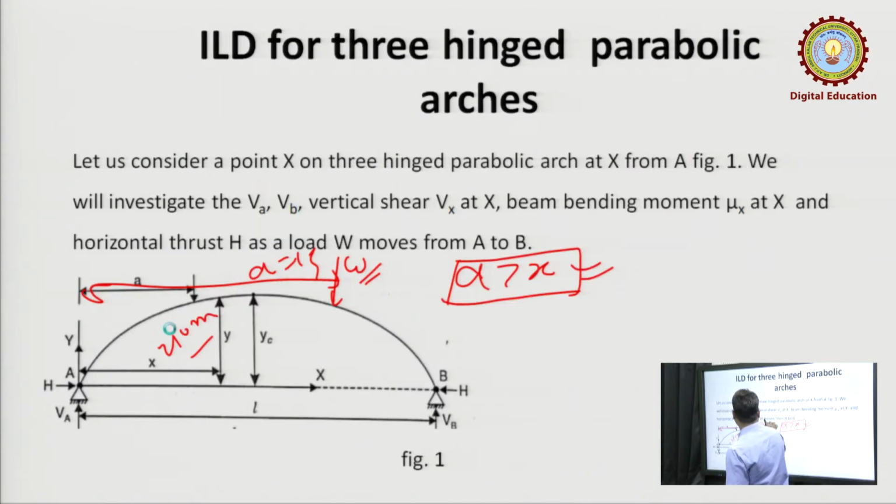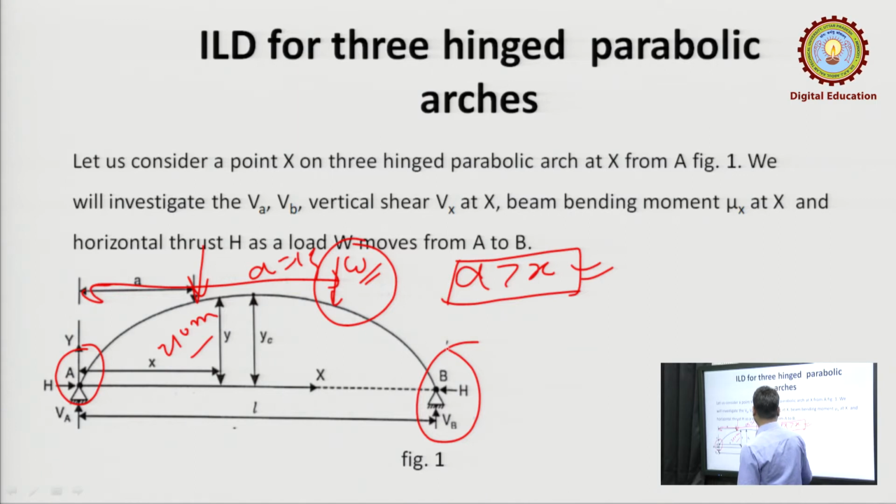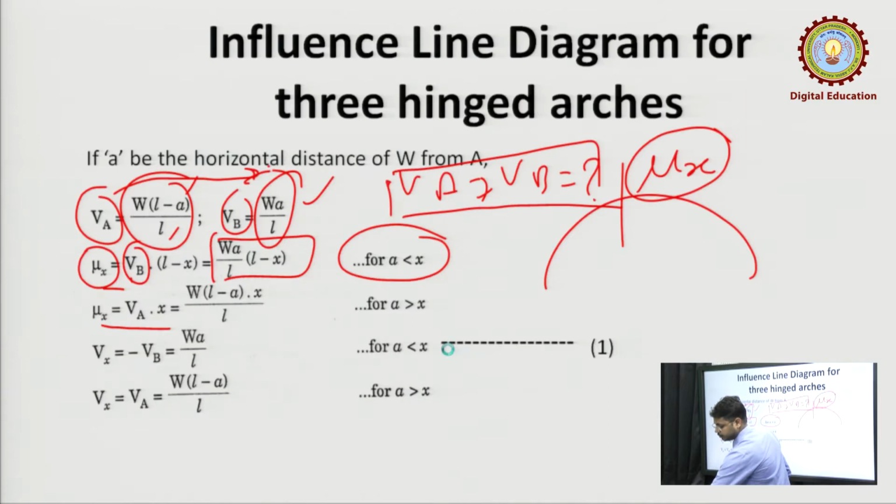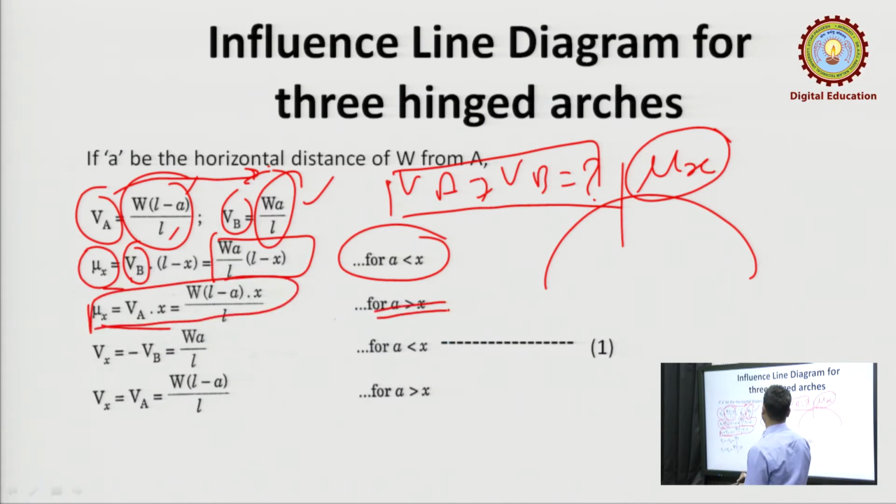Now your load is on the right side of the span. Because of that reason, you are going to take a moment from point A. When your load was on the left side of the section, you were taking the value from point B. Now you are taking a value from point A. As you can see here, this is the Mx value when A is greater than x.